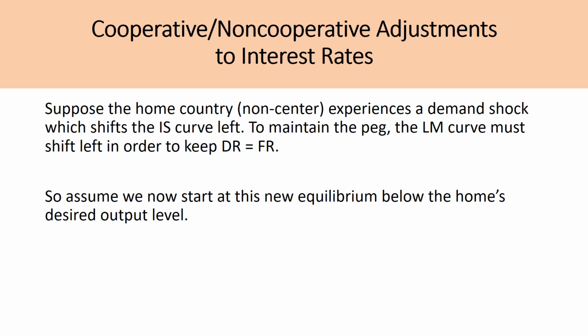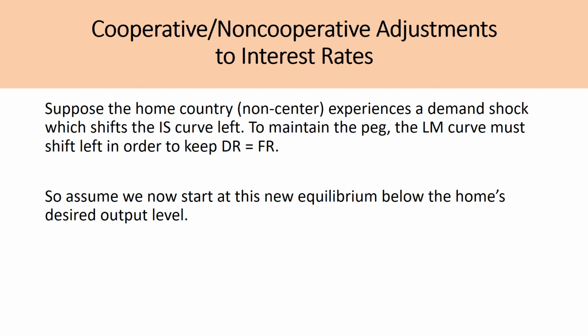So suppose the home country, the non-center one, experiences a demand shock, which shifts the IS curve to the left, right? So that to maintain the peg, the LM curve must shift to the left in order to keep the domestic rate and foreign rate equal, right? When the IS curve shifts left and down, the equilibrium interest rate lowers, right? And to make sure that the interest rate equals the higher foreign interest rate, the LM curve has to shift to the left to push that interest rate back up to the initial level, right?